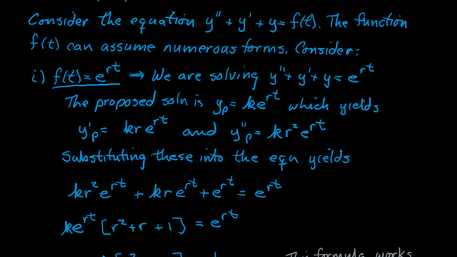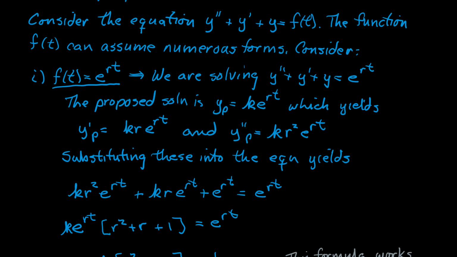In the first case, let's take a look at e to the rt. It's one of those four that we proposed up above. And we're going to propose a solution to the equation y double prime plus y prime plus y equals e to the rt. Notice here I've not defined r other than as we talked about earlier where r cannot equal 1 or 2. We get into issues with resonance there. The proposed solution is going to be y sub p equals k e to the rt. r is going to be some fixed constant in our specific problem. k is going to be an unknown.